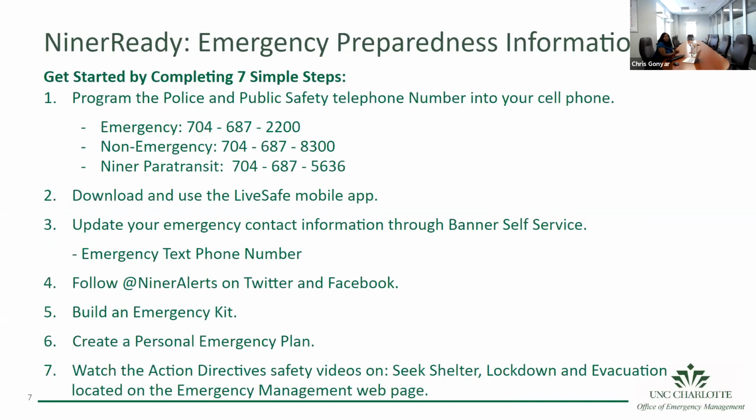Okay, there are 7 simple steps that you can take to become NinerReady, to be more prepared while you're here on campus. The first thing that you can do is program the campus police telephone number into your cell phone. Most people, when they're in an emergency situation, tend to dial 911, which is not a problem, but if you're dialing 911 on the cell phone, you're going to reach Charlotte-Mecklenburg Police Department. And of course, they're a partner and they'll respond very quickly and very efficiently.